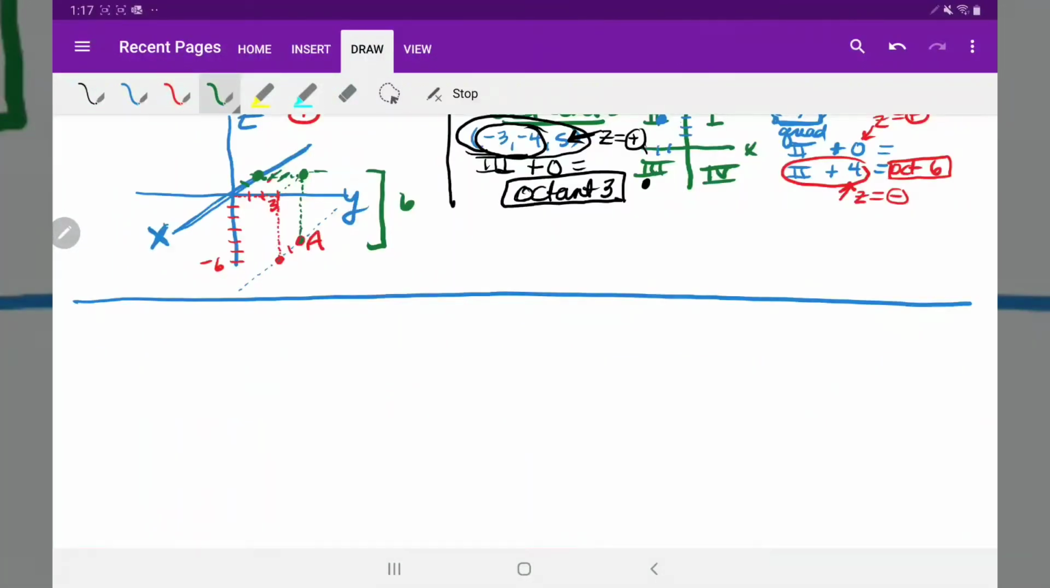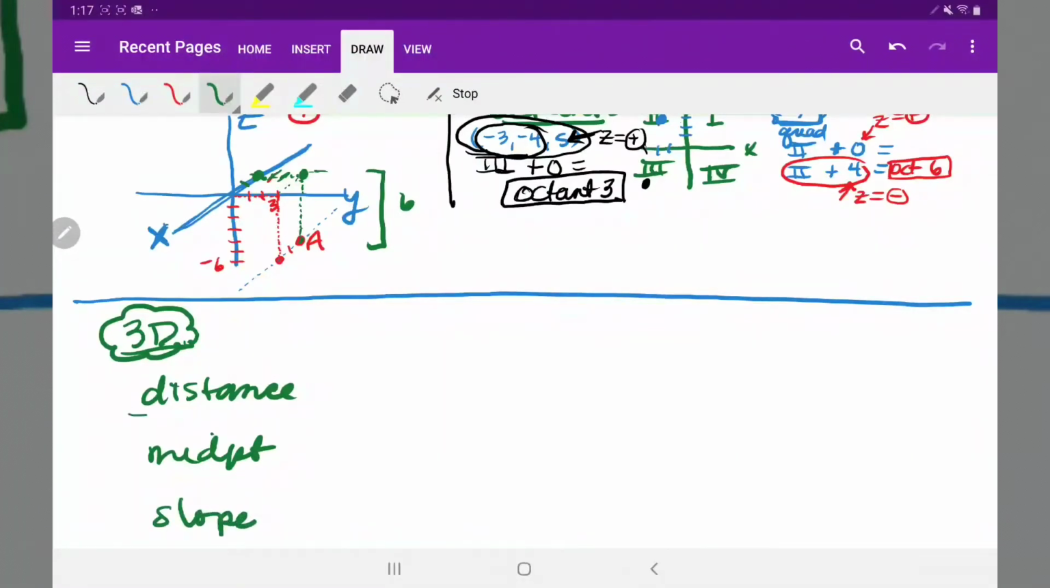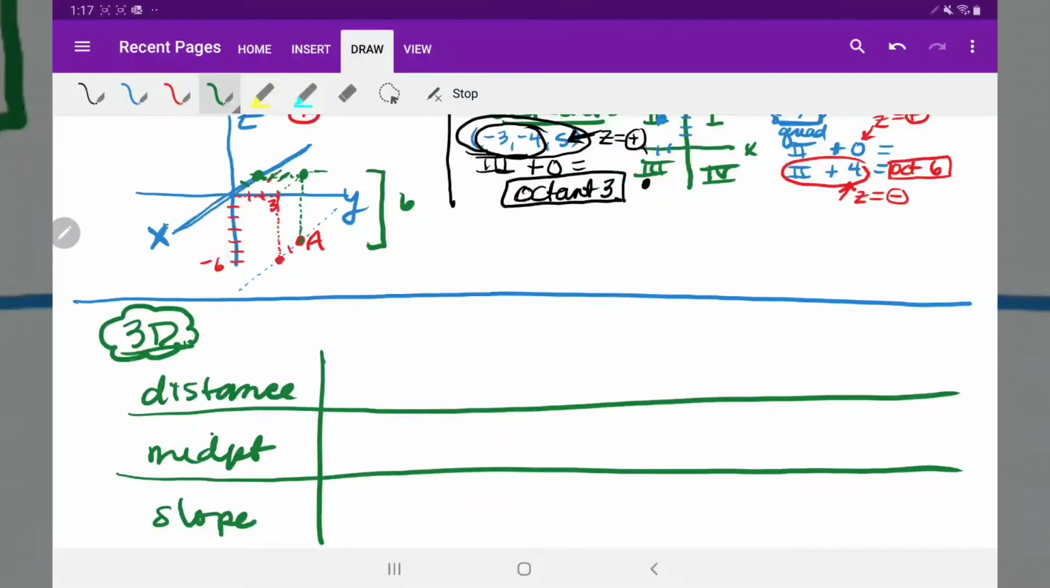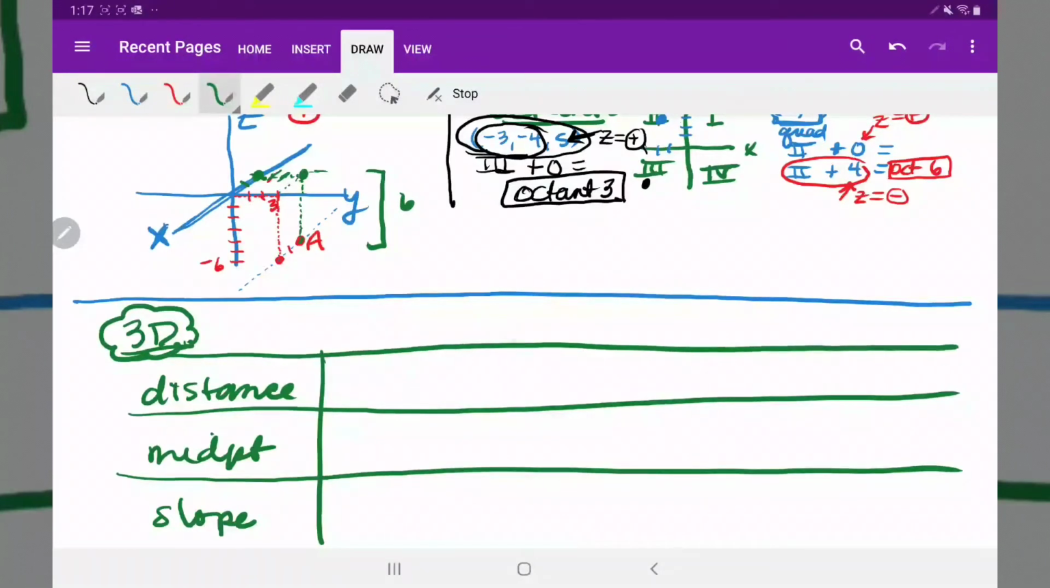Okay, so now we're going to do some things that make a lot of sense to you. We're doing the 3D version, but it's for things that you already know: the distance formula, the midpoint formula, and the slope formula. We're going to do 2D and then 3D.